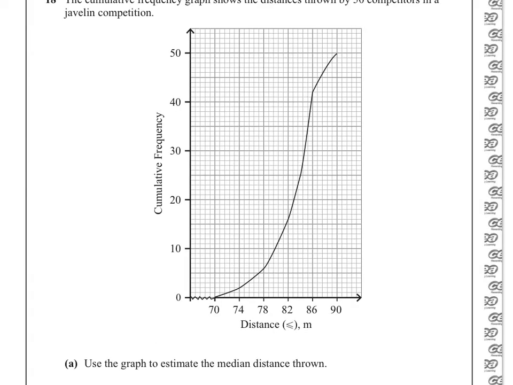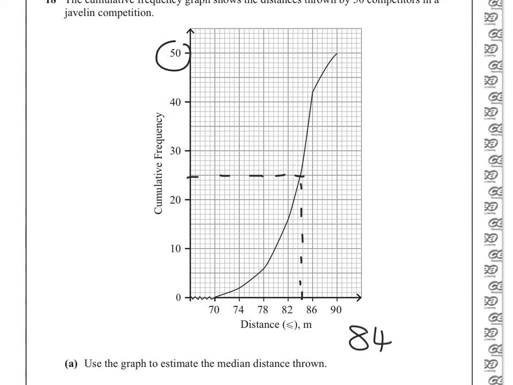So to find the median, we have 50 people. We want to go to the halfway mark, which is 25. So we're going to draw across. Please do this with a ruler in your exam. And then we mark down, and I would say that it's halfway between 82 and 86, so that would be 84 for the median.